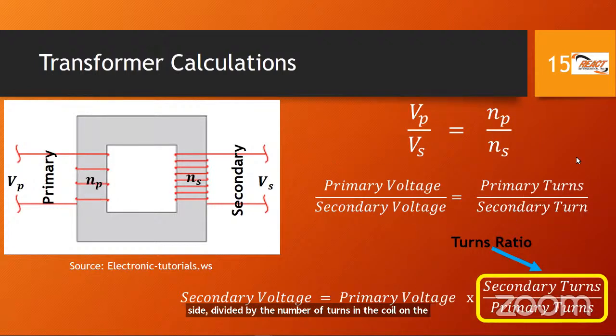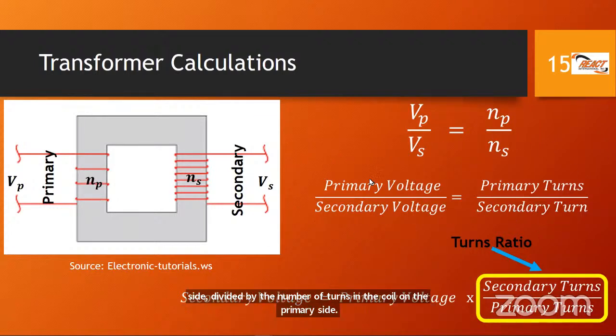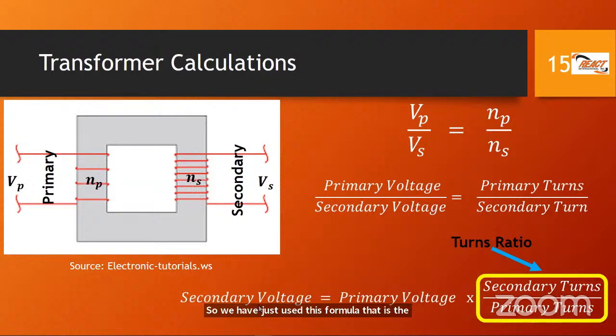So we have just used this formula, the transformer calculation formula, and we have done some algebraic manipulation to solve for what the secondary voltage is equal to. Right? So this is what we'll be using for our calculations. And this secondary turns over primary turns is what we call our turns ratio. So you will see that term coming up a little bit.